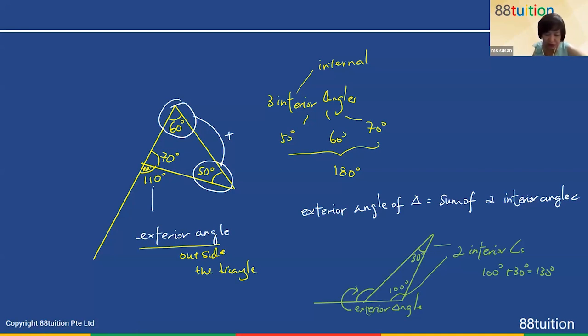For this example, you have 50, 60, and 70 as the three known angles there. So one exterior angle of a triangle is equal to the sum of how many? Two interior angles. So these two interior angles are 50 degrees plus 60 degrees, and this exterior angle will be 110 degrees. Okay? All right.